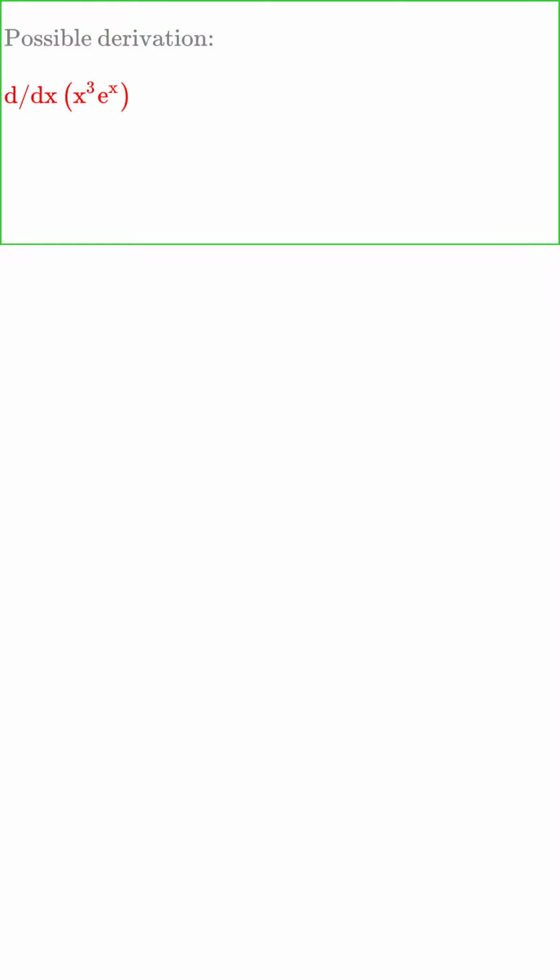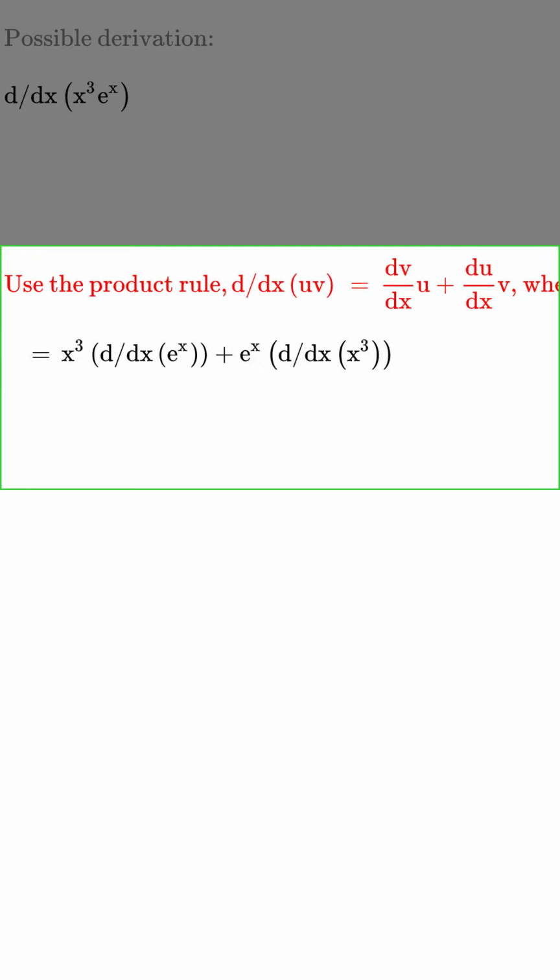Possible derivation. The derivative of a function with respect to x is equal to the derivative of x cubed e to the x power with respect to x. Use the product rule. The derivative of the product of u and v with respect to x is equal to the derivative of v with respect to x times u plus the derivative of u with respect to x times v. Here, u equals e to the power of x and v equals x cubed, so the derivative is x cubed times the derivative of e to the power of x with respect to x plus e to the power of x times the derivative of x cubed with respect to x.